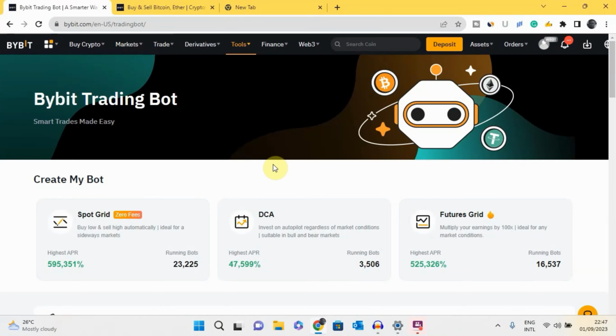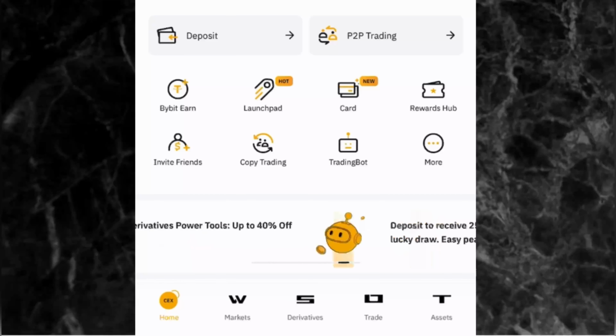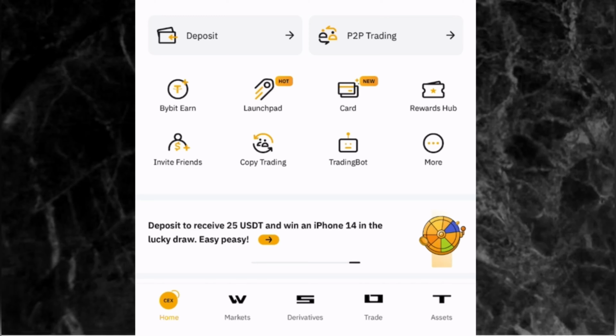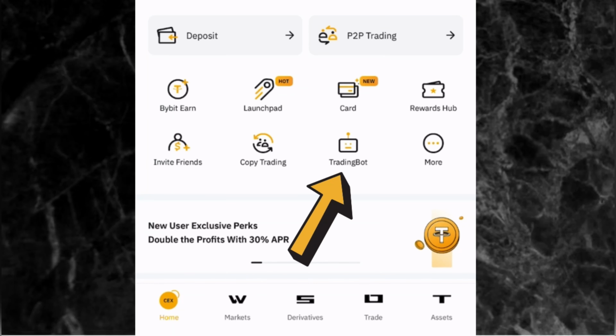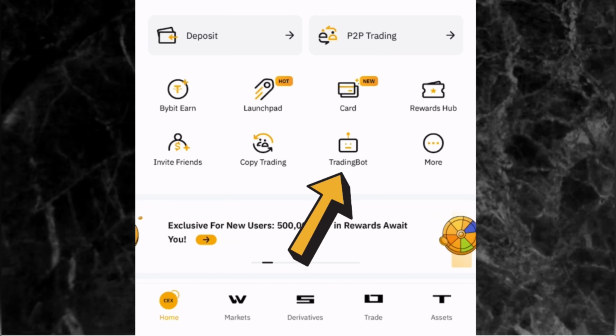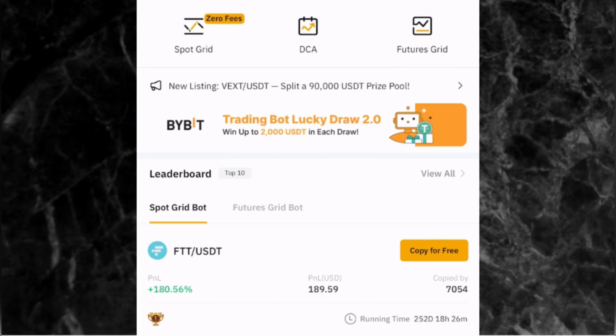Now, in case you are using your phone to trade, this is how you can get to the trading bot page on the app. As you can see, I'm on the home page of the app, and the first thing you need to do is tap on where the arrow is pointing to where you have trading bot. Right here, it will take you straight to the ByBit trading bot page on the app.